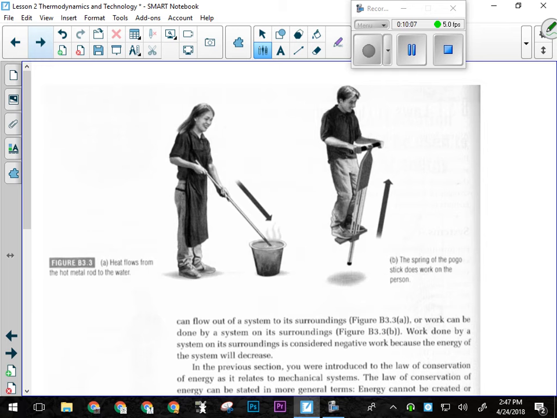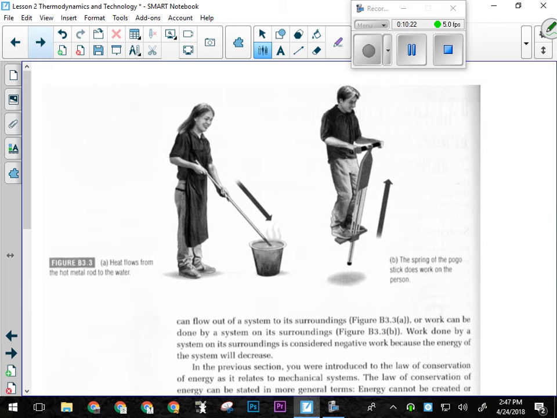Would you hold on to a hot metal rod with bare hands? It's not good. Not very smart. Okay. Anyway, she puts the hot metal rod in water. When you put something really, really hot in water, what happens? Yeah, it sizzles and steam goes everywhere, right?